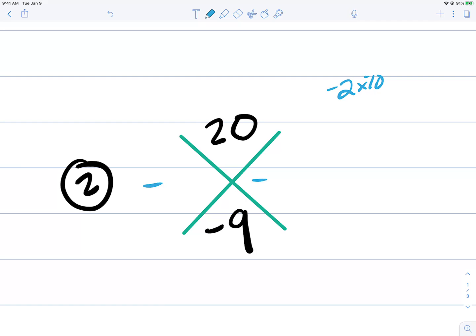Then I thought, okay, how about 4 and 5? If I multiplied negative 4 and negative 5, I would get positive 20, and if I added negative 4 and negative 5, I would get negative 9. So those are my correct answers.